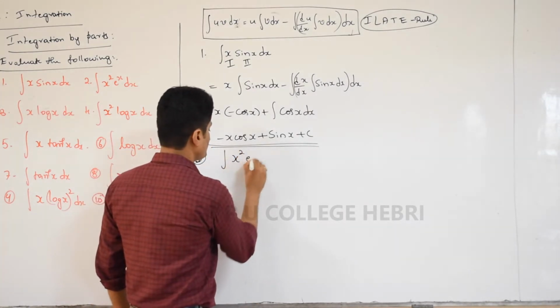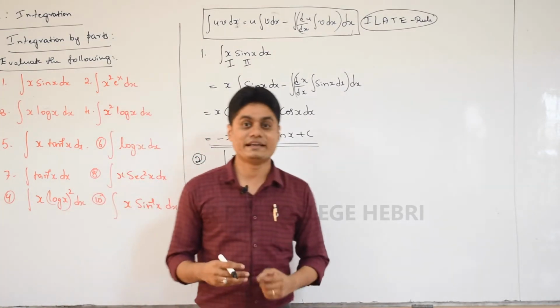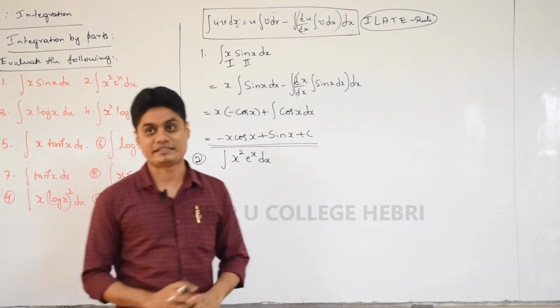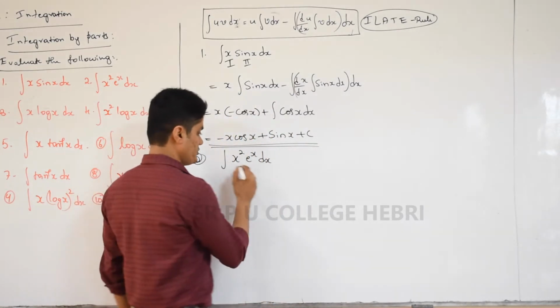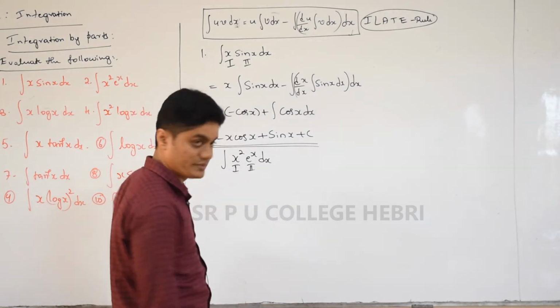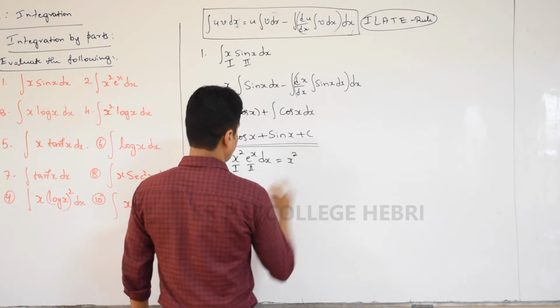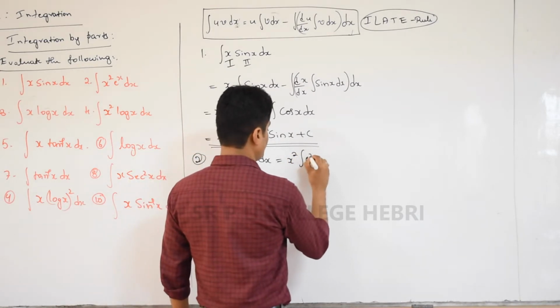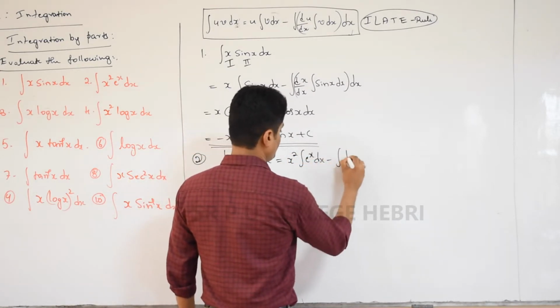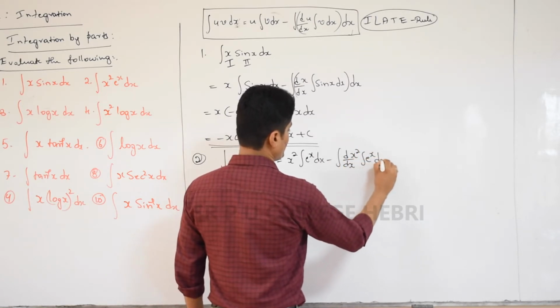x square into e power x dx. As I told, whenever an exponential function comes, it will always be the second function. So the first one is x square, which is an algebraic function. e power x will be the exponential function. Apply integration by parts. According to that, x square into integration of e power x, minus differentiation of x square into integration of e power x.